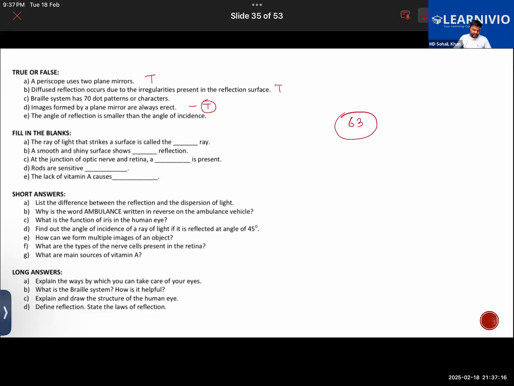Then this is the fill in the blanks. Incident ray. Good. Next. Normal reflection. Regular reflection, you should be saying. Good.